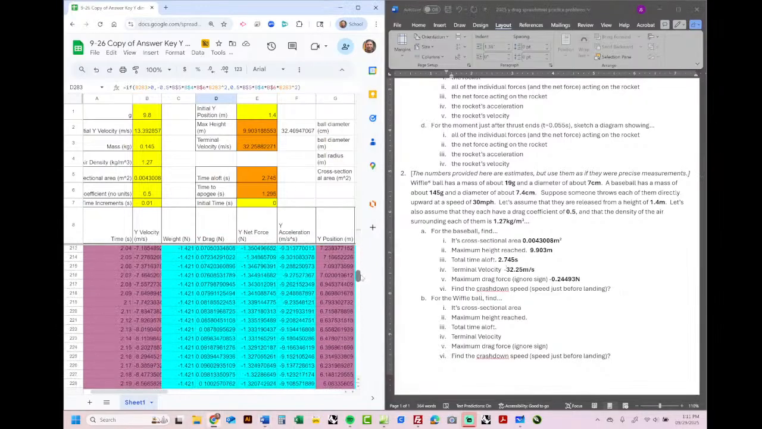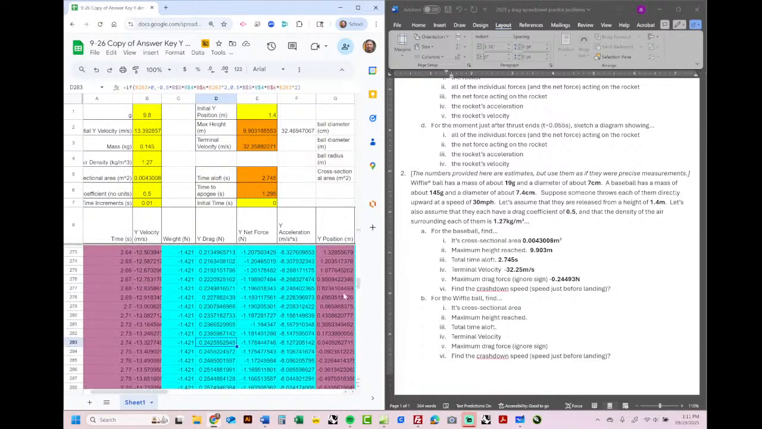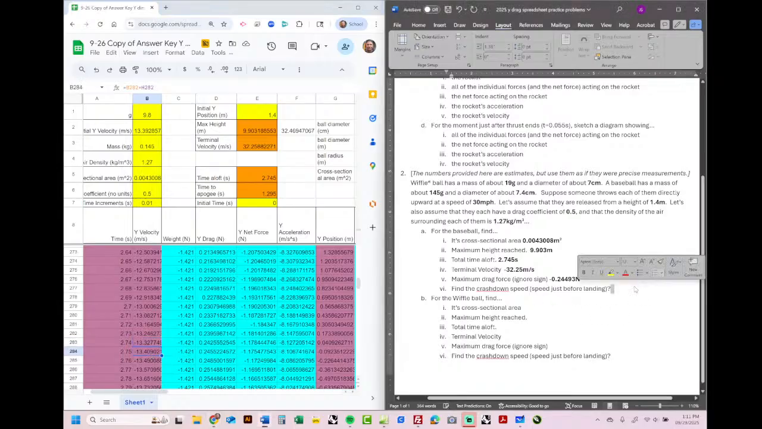So I need to go back to time of 2.745 seconds, or a Y position crossing over the barrier from positive to negative here, and look at the speed. So the speed is 13.3 to 13.4. I'm going to say 13.35 meters per second. And since I did say speed, I'm going to leave it positive. Try to be consistent here.